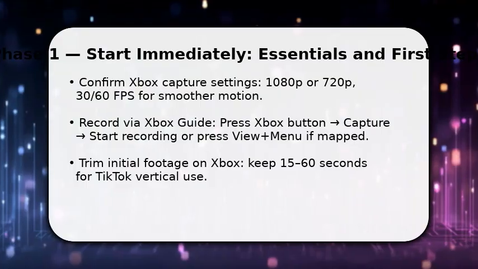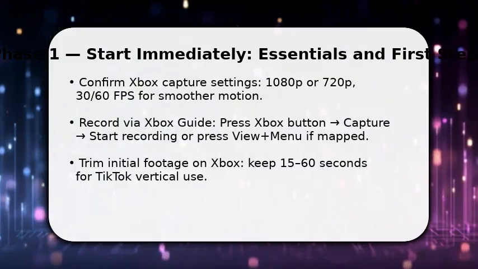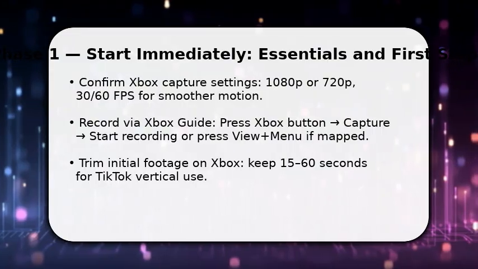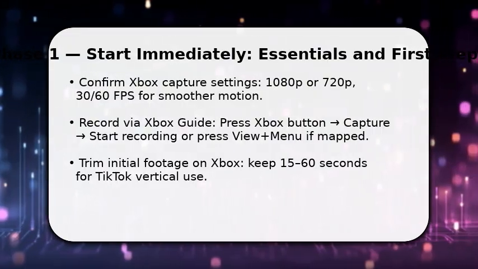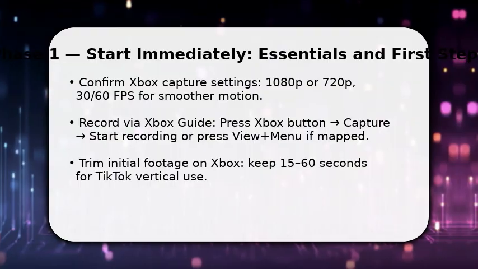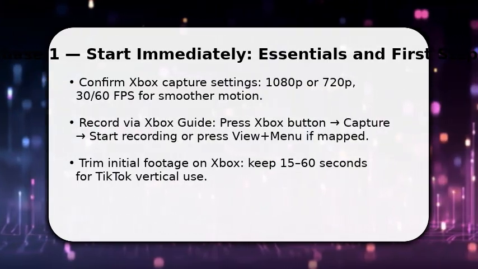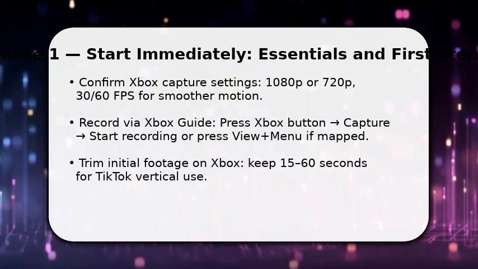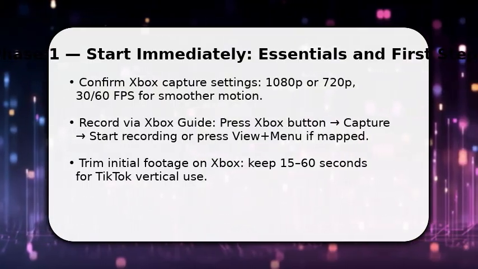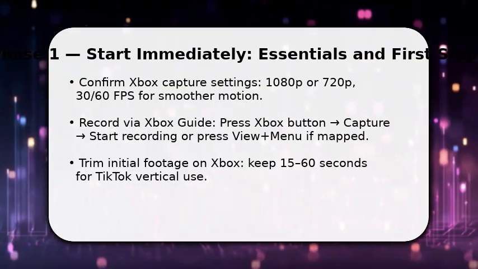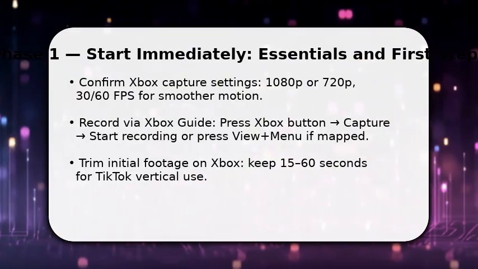You start by capturing the exact gameplay moment you want. Set resolution to 1080p or 720p and choose 30 or 60 frames per second so motion looks smooth on TikTok. Once done, use the Xbox guide. Capture right arrow start recording or the hardware shortcut you mapped and stop when the moment ends.